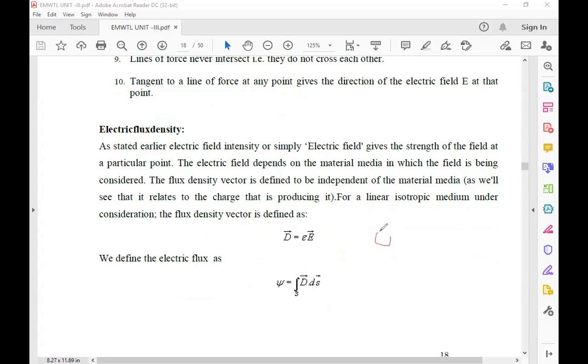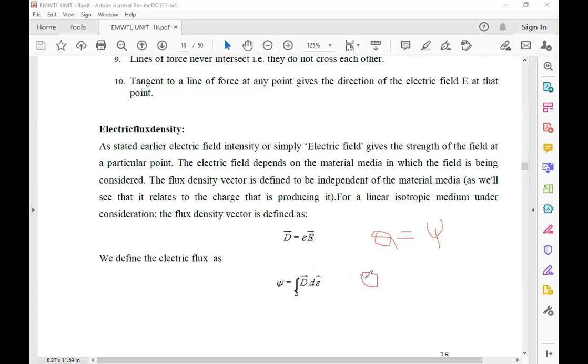In some cases, Q is equal to the charge. Q is equal to the flux density or the flux charge density, and the flux is equal. According to Gauss law, psi is equal to the integral of D bar dot ds bar, where D bar is the electric flux density and ds bar is the differential surface area.